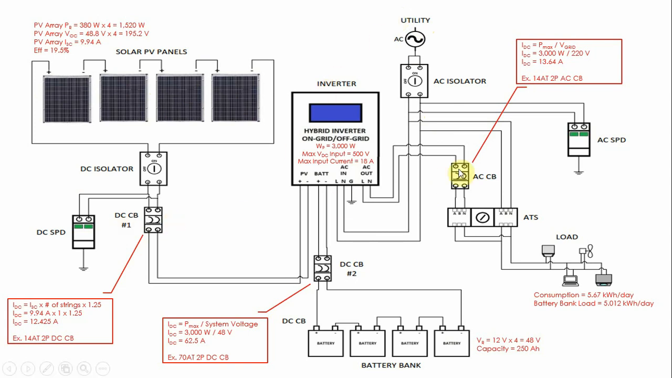The AC SPD and DC SPD are your surge protection devices. So they protect your system from current surges by directing the surge current flow to the ground instead of going to your equipment, which can harm your appliances. So I think that's all.